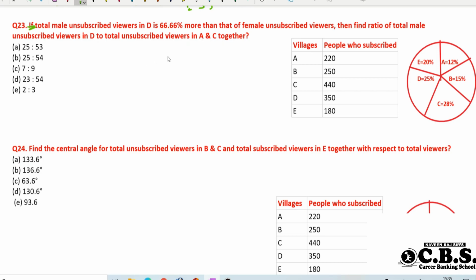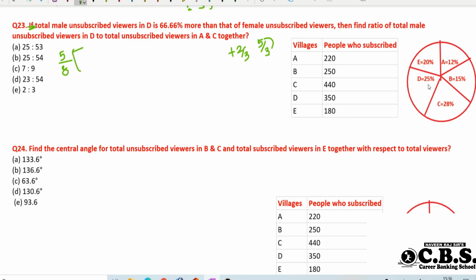So here the question: then find the ratio of total male unsubscribed viewers. Okay, 66.66%, nothing but what? Obviously it is 2/3. Okay, it is more, nothing but what? So total male unsubscribed viewers in D is 66% more than the female, nothing but 5/3. So there are total how many parts? Male are 5 and female are almost 3. So total how many parts? 8 parts. Male are how many parts? 5 parts.